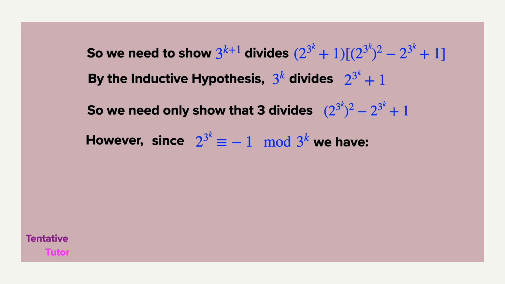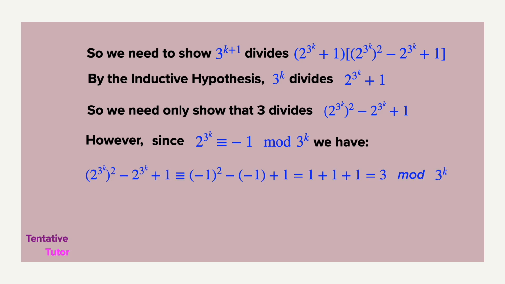However, from our inductive hypothesis, 2 to the 3 to the k must be congruent to minus 1 mod 3 to the k. It leaves a remainder of minus 1 on division by 3 to the k. If we then substitute in minus 1 for 2 to the 3 to the k, this is what we get. And if you do the arithmetic, you get 1 plus 1 plus 1, which is 3 mod 3 to the k. If it leaves a remainder of 3 on dividing by a power of 3, it's got to be divisible by 3. So in fact, 3 must divide this expression. We get our extra factor of 3, and we've proven our result.